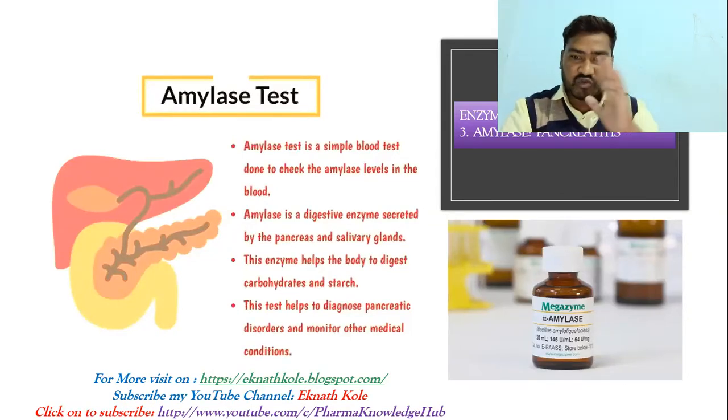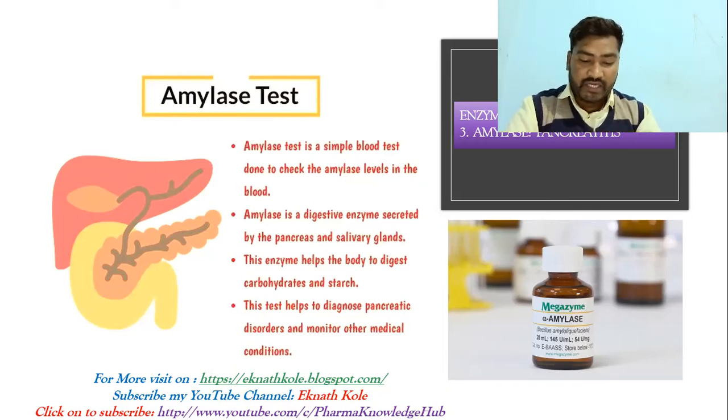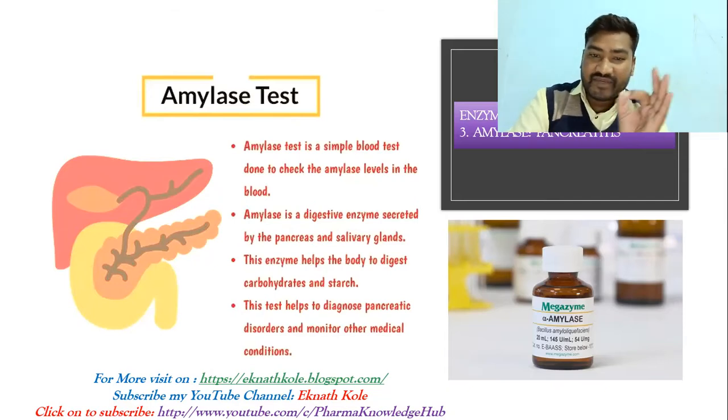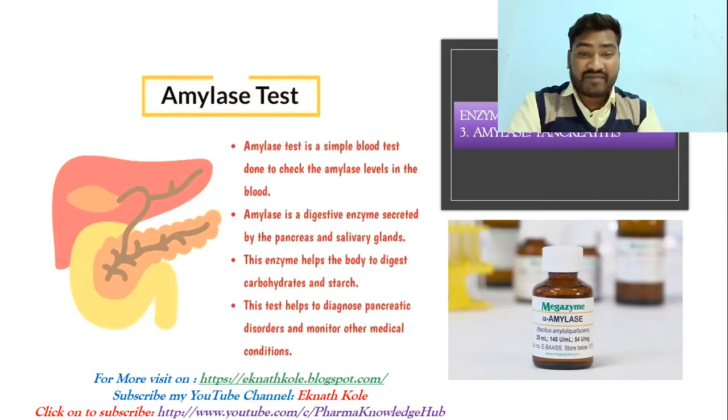Then the next one is the amylase enzyme, which is also important. Alpha amylase: if the amylase is increased in our body, it indicates that the person is having pancreatitis. The amylase test is a simple blood test done to check the amylase level in our blood. Amylase is a digestive enzyme secreted by the pancreas as well as the salivary glands. These enzymes help the body digest carbohydrates and starch.